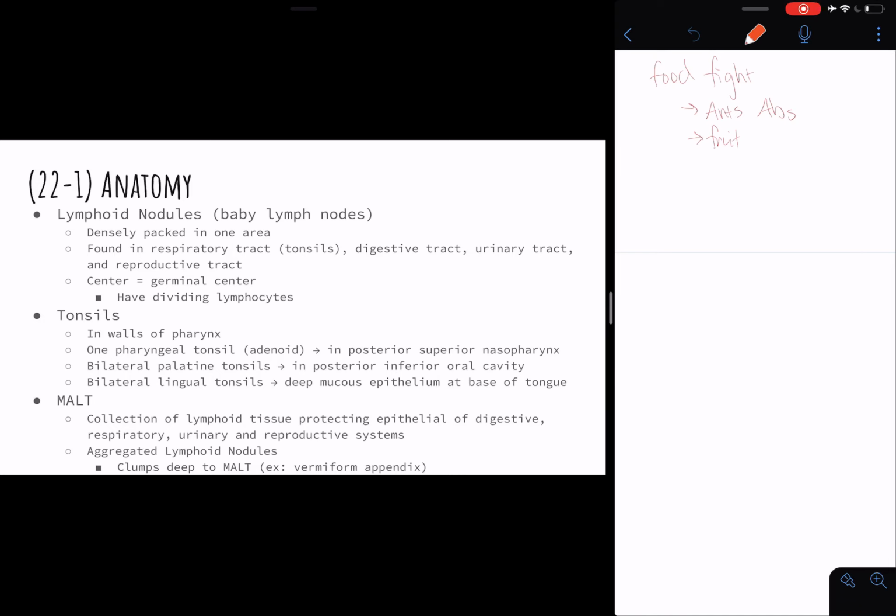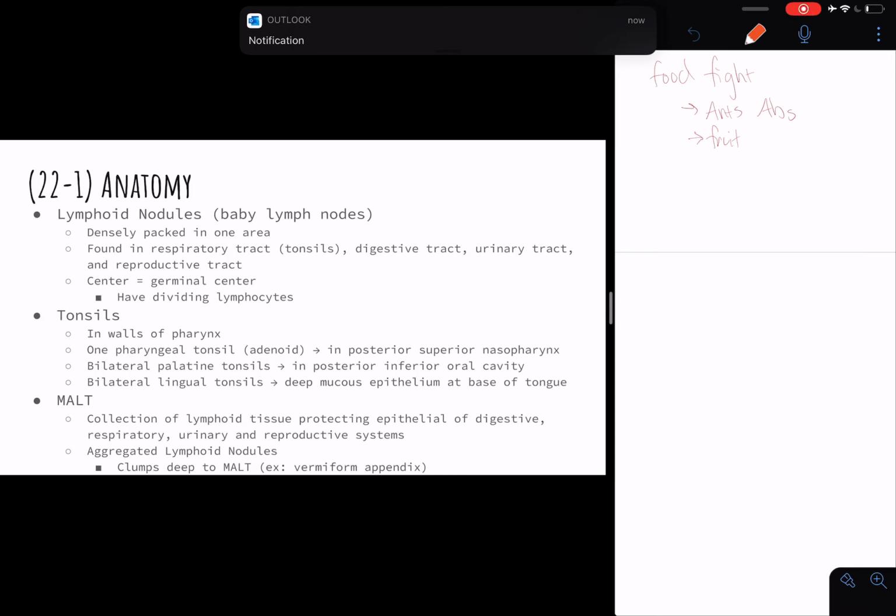We also have tonsils, which are kind of like glorified lymph nodes. I don't really quite understand why we give them a more specific name like tonsil, and we don't just call them super lymph nodes. We have 3 pairs of them, so 3 bilateral pairs. They're in the walls of the pharynx, so the back of the throat. And we have 1 pair of pharyngeal tonsils. These are also called adenoid tonsils, so you might have had your adenoids taken out as a kid, potentially after you had a large infection.